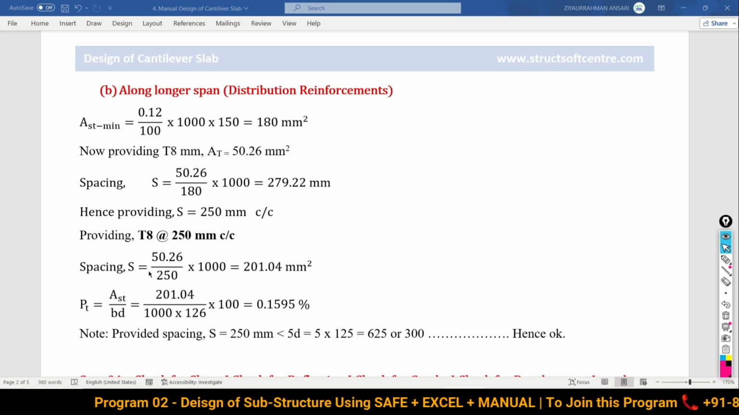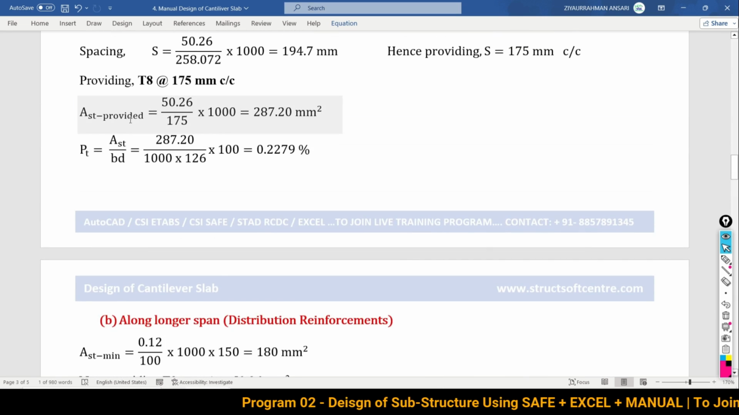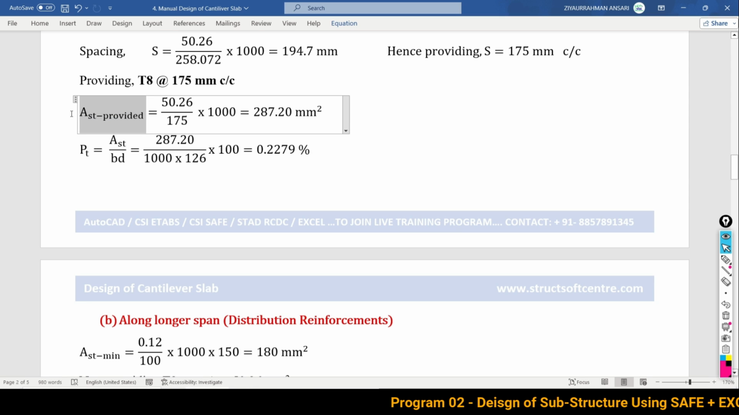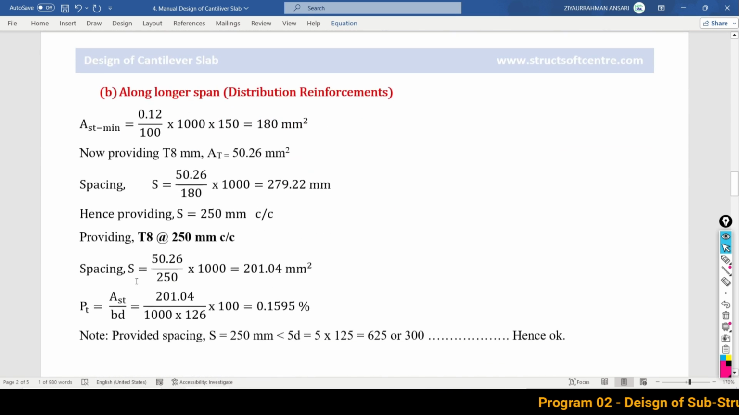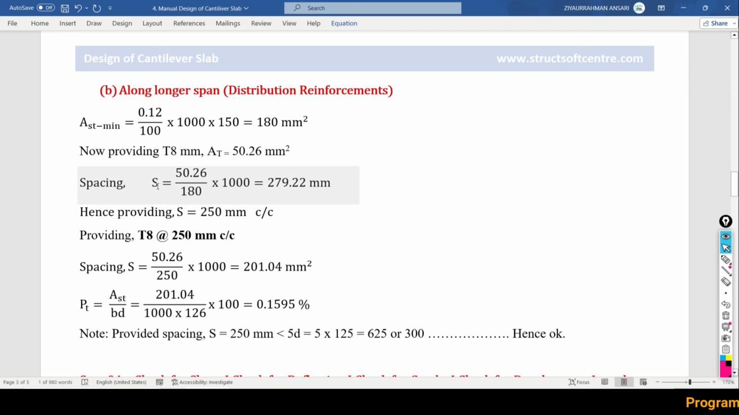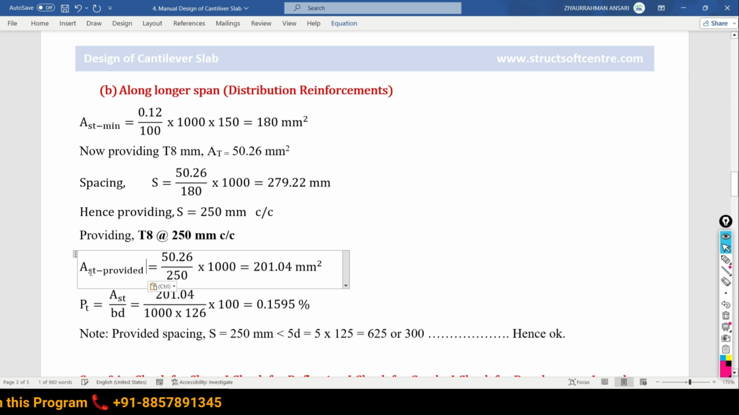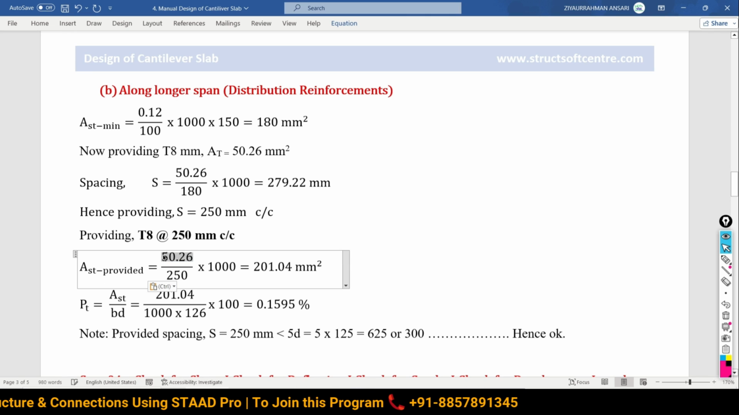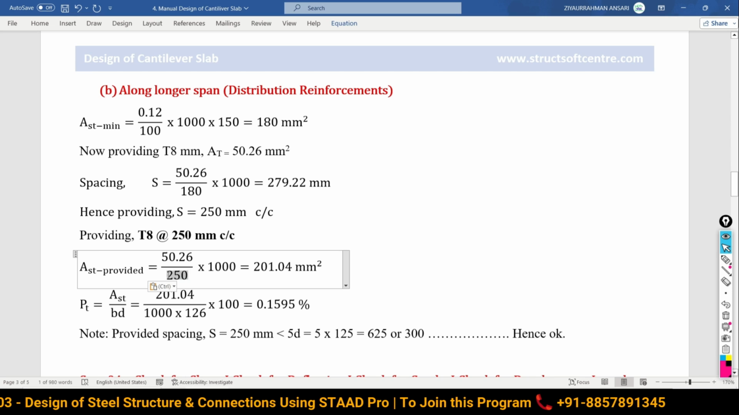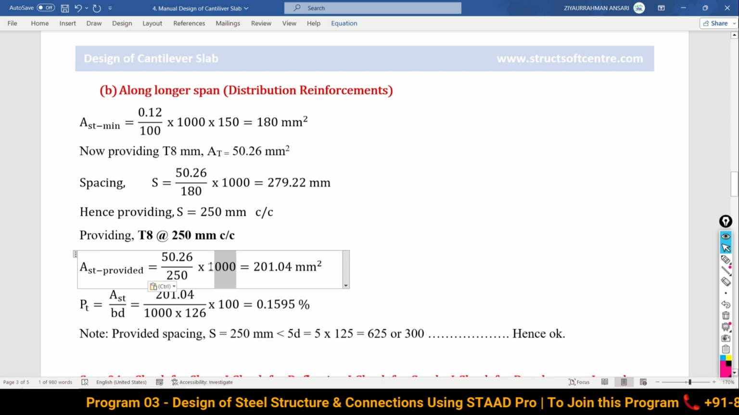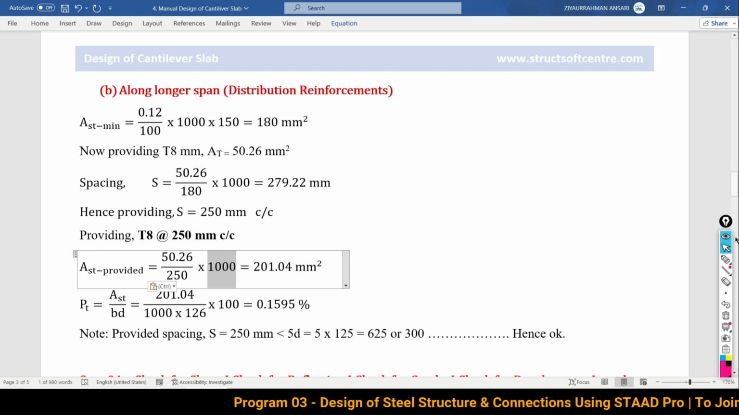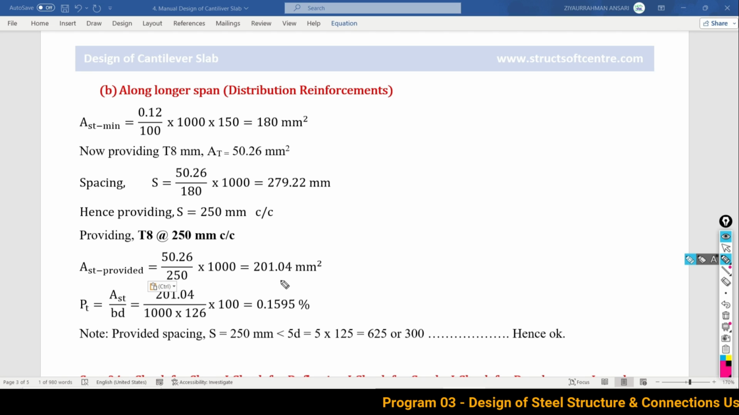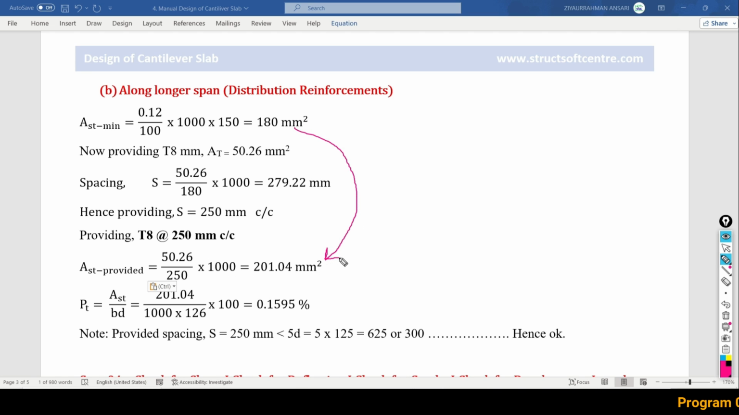Okay, finally the area of reinforcement provided. Here I put by mistake what is written as spacing. It should not be spacing, actually it should be the area. So we are going to correct it. Ast of the reinforcement finally provided is unit area divided by finally provided spacing multiplied by the considered 1 meter width. So the total area provided is 201.04. Demand was 180. We are going to provide 201.